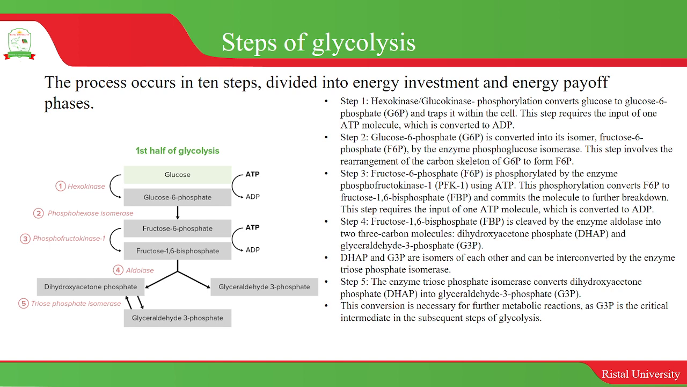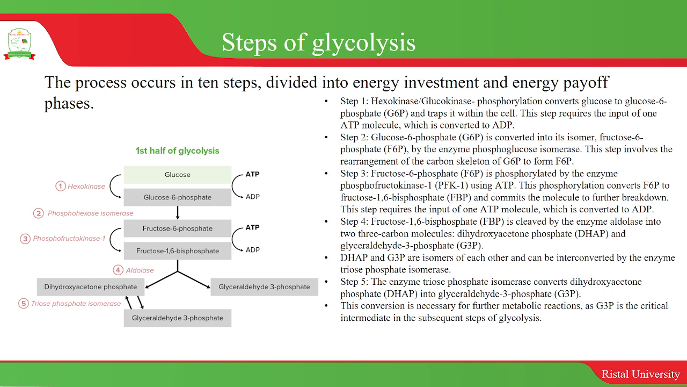So the first step of glycolysis involves the conversion of glucose into glucose 6-phosphate. This is an important step because it is irreversible and plays an important role in the regulation of glycolysis. The enzyme involved is called hexokinase, and because it involves the addition of a phosphate group, we use the phosphate group from ATP. So ATP is being utilized at this stage.